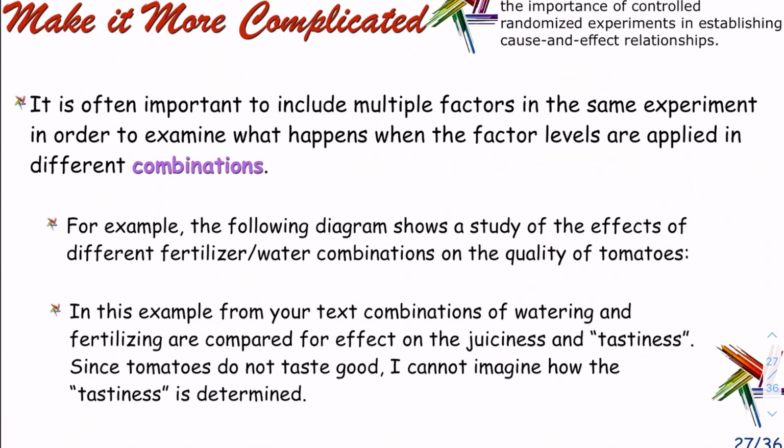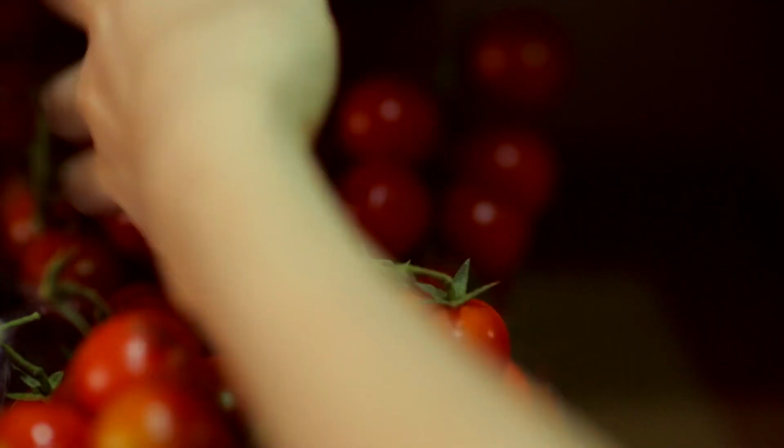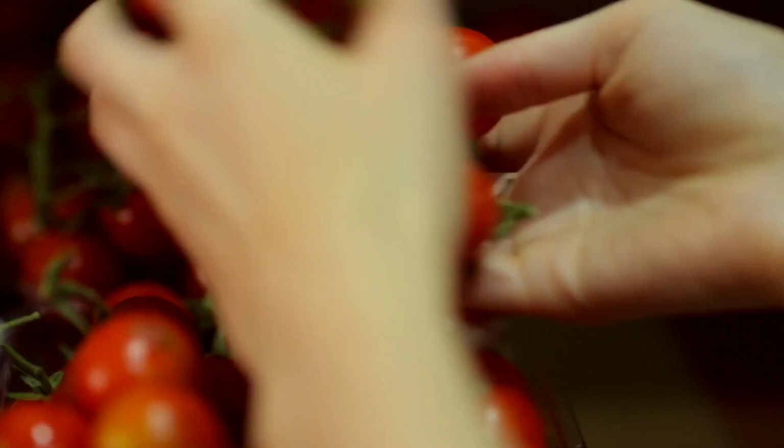Okay, so these are all fine and good, but in the real world, it's more complicated. So it's often important to include multiple factors in the same experiment in order to examine what happens when the factor levels are applied in different combinations. So on the next slide, I'm going to show you a picture of what the book talks about. The following diagram shows a study of the effects of different fertilizer and water combinations on the quality of tomatoes.